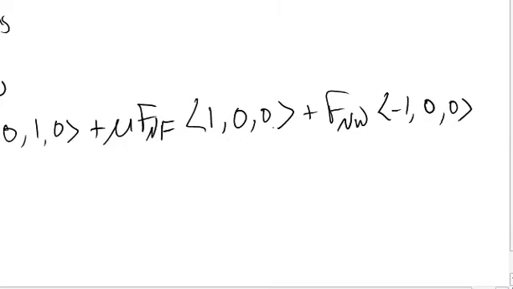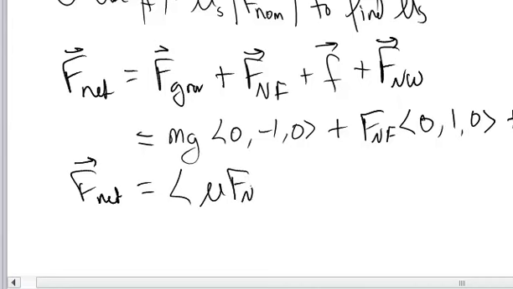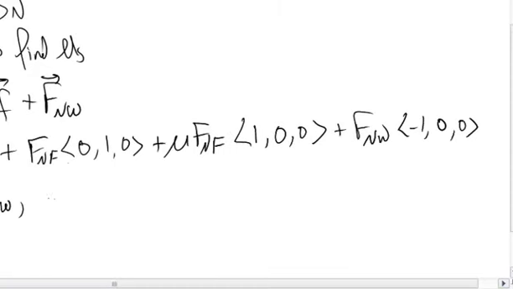And then let me just combine these all into a single net force. So F net is equal to, let's see, the x components. We have mu times the normal force of the floor on the ladder minus F_N W, the normal force of the wall on the ladder. In the y direction, I have the normal force by the floor minus mg. The z component is 0.